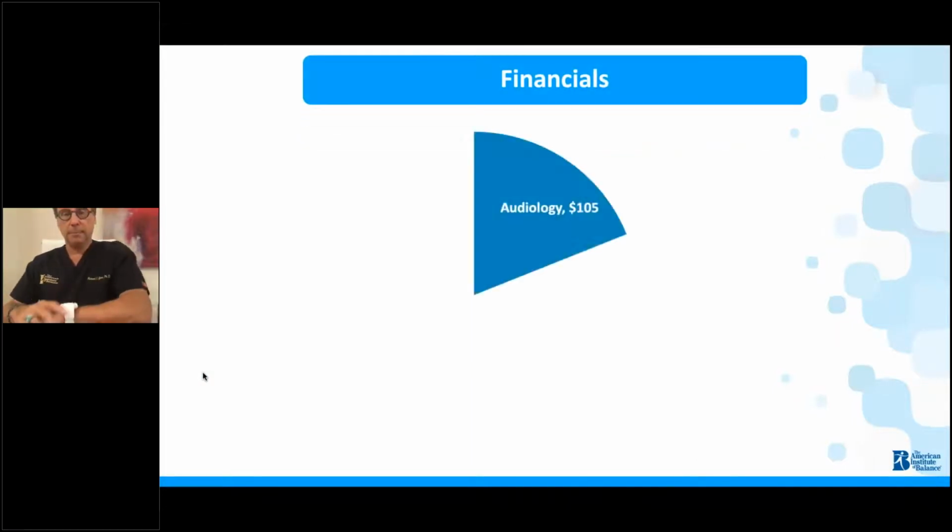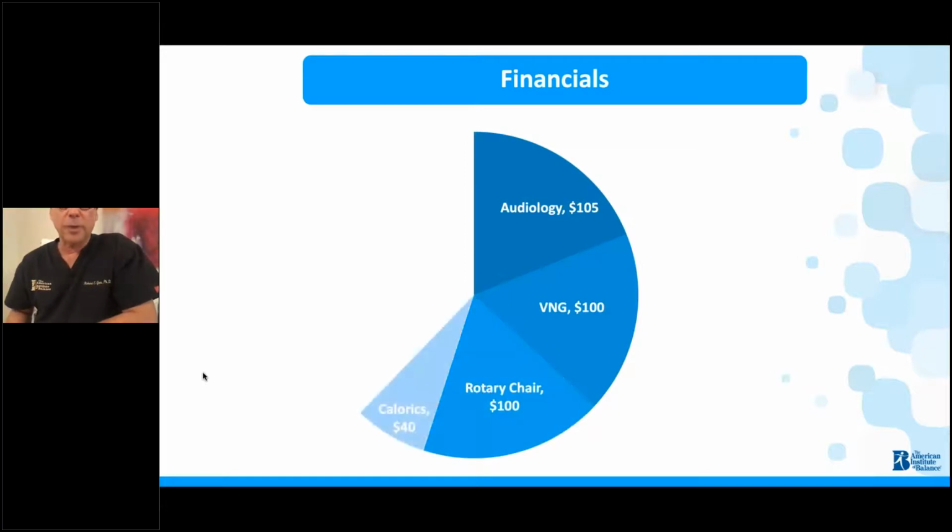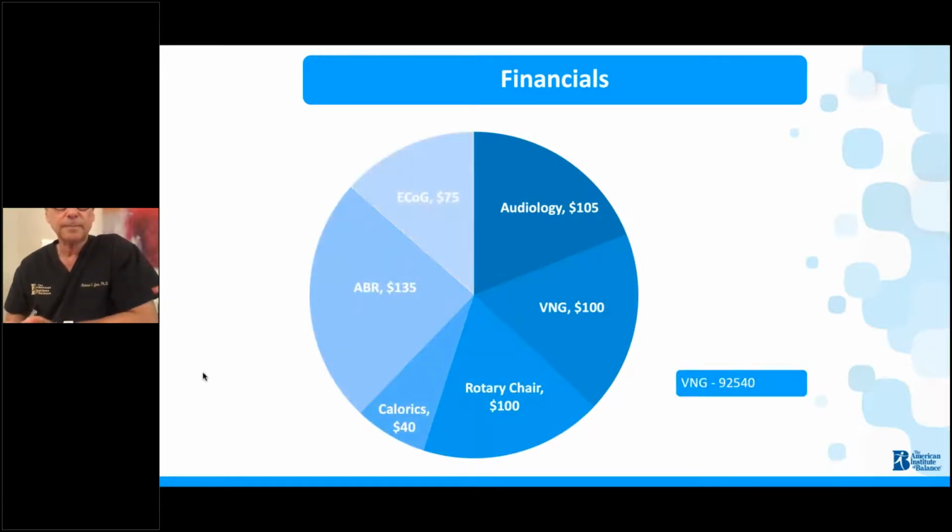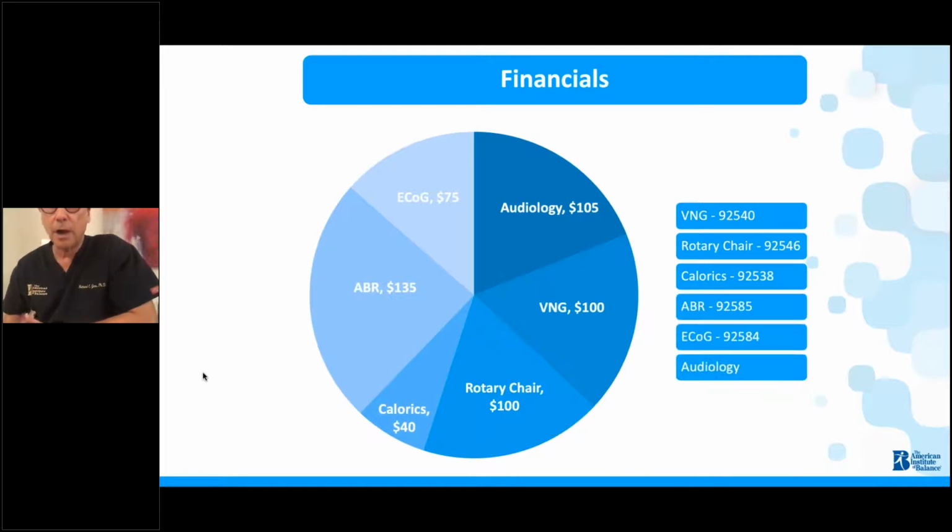Now, let's look at the real financials of this. Now, these numbers are all going up in 2021. Audiology code 92557 actually is going down $3.50. Did you hear what I said? 92557. Comprehensive audiology is going down $3.50. That is more than a 10% drop. Vestibular codes are going up $65 in total.